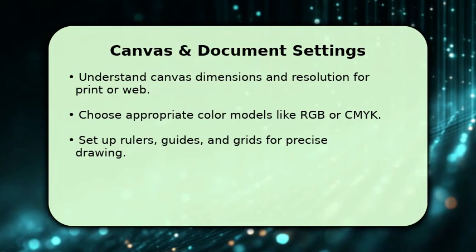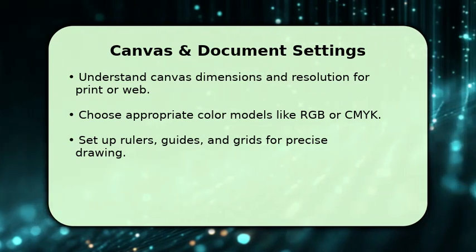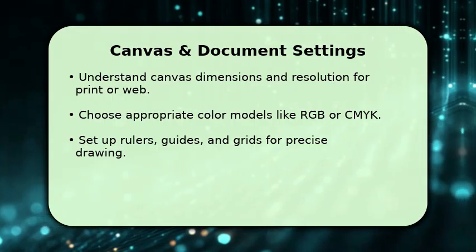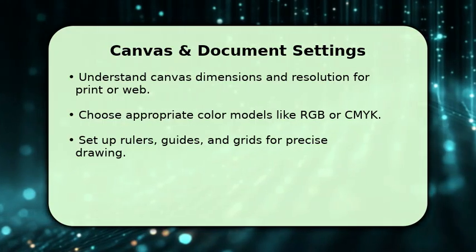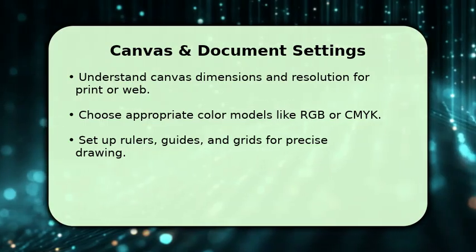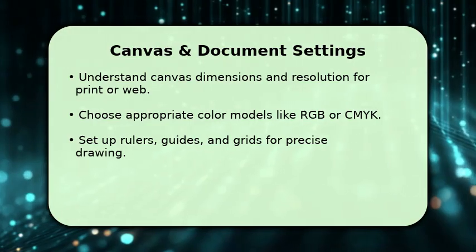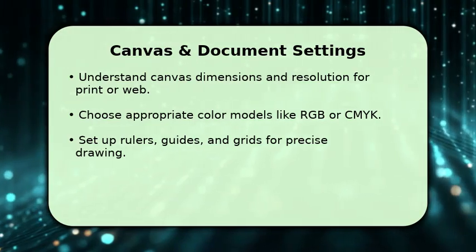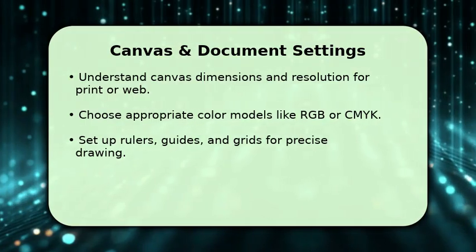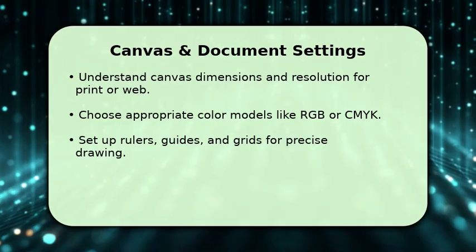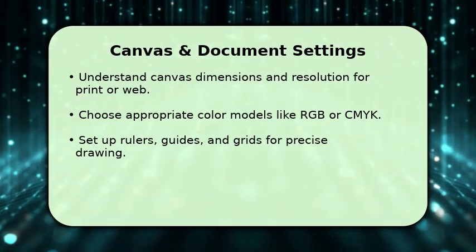Now, let's dive into canvas and document settings. It's crucial to understand canvas dimensions and resolution, whether you're preparing for print at 300 dpi or web at 72 dpi. Select the correct color model, such as RGB for digital work or CMYK for print. Utilize rulers, guides, and grids to achieve precise alignment in your artwork. Finally, explore Krita's powerful layer management system and various blending modes to enhance your compositions.